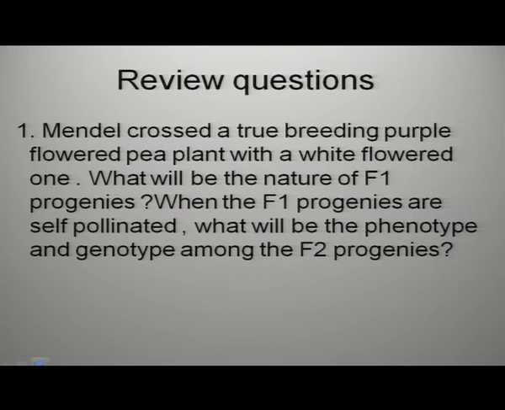You have attended and listened to the session very well. Now give me the answers. Here is the question for you. Mendel crossed a true breeding purple flowered pea plant with a white flowered one. What will be the nature of the F1 progenies? When the F1 progenies are self pollinated, what will be the phenotype and genotype among the F2 progenies? This is the question for you to answer.